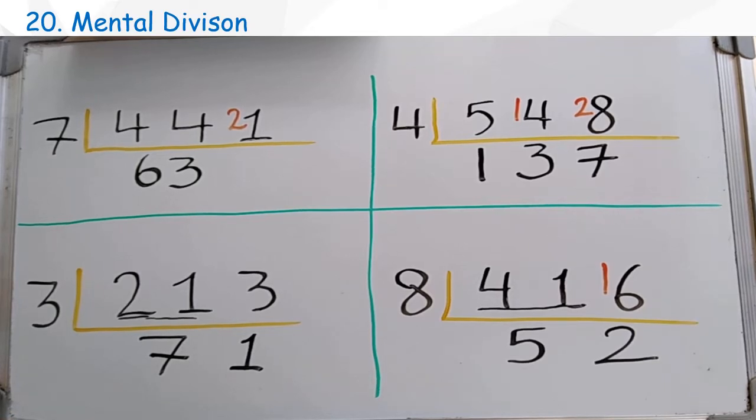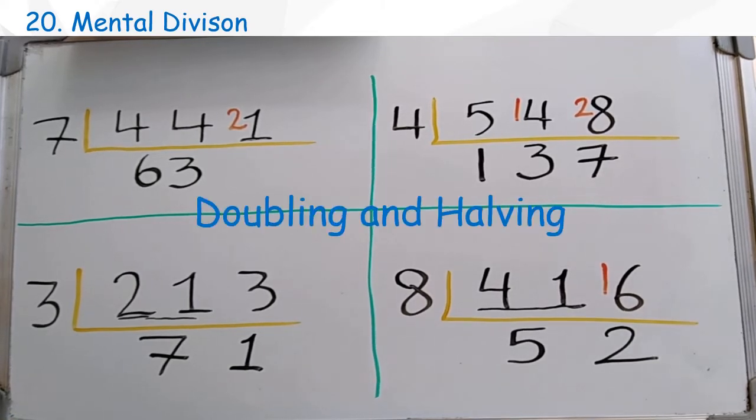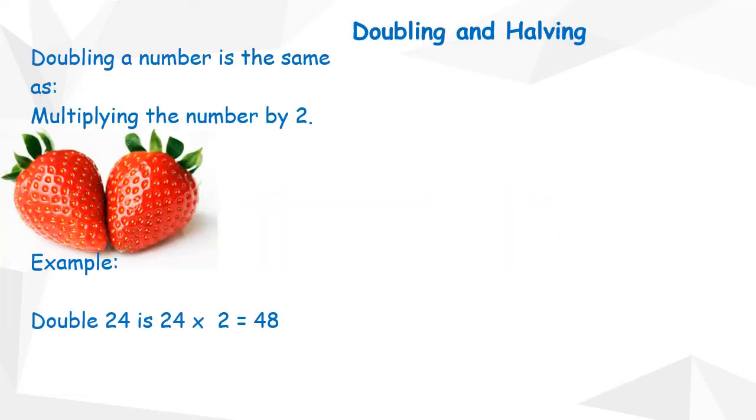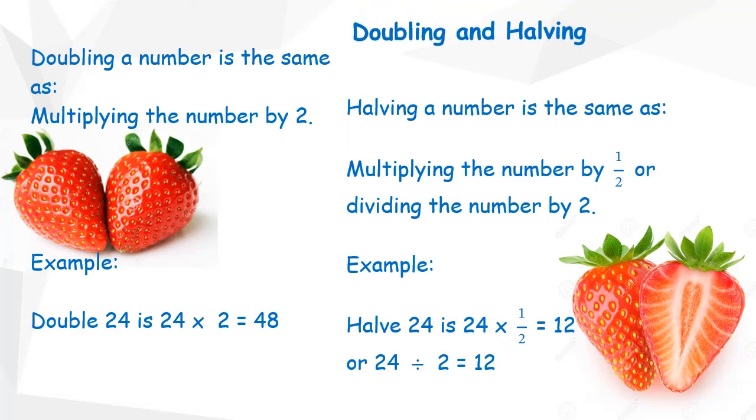This short mental way of division is very useful in doubling and halving, which is our next question. Doubling a number is the same as multiplying the number by 2. As an example, what is double 24? It's 24 multiplied by 2, which is 48. While halving a number is the same as multiplying it by half or dividing it by 2. The same example, but halving 24, that's 24 divided by 2 or multiplied by half, and it's equal to 12.